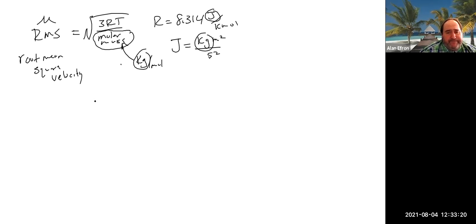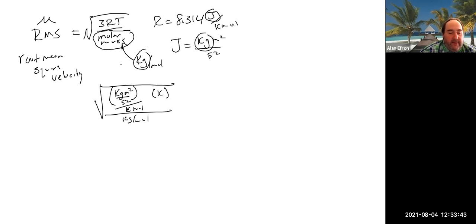So when you do that, what you end up with is an R that is a kilogram meter squared per second squared, divided by kelvin mole, and we multiply by kelvin and divide by kilograms per mole. Kelvins cancel, kilograms cancel, moles cancel. We have meter squared per second squared, which we take the square root of, and for our root mean square velocity, we end up with meters per second as our units.